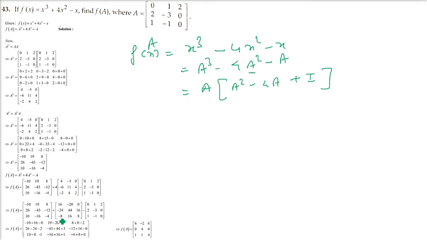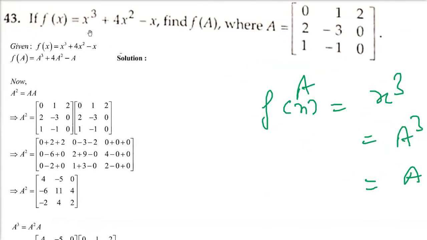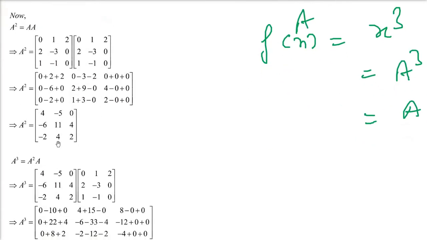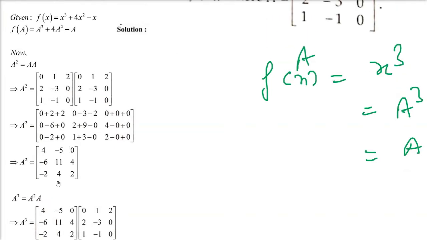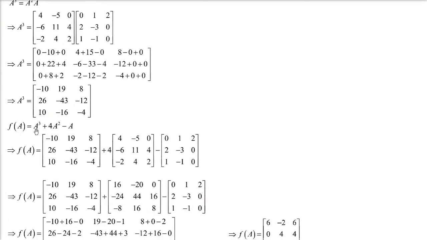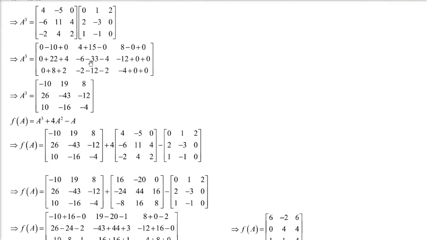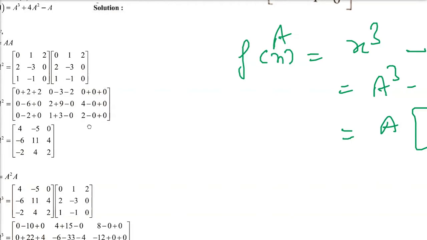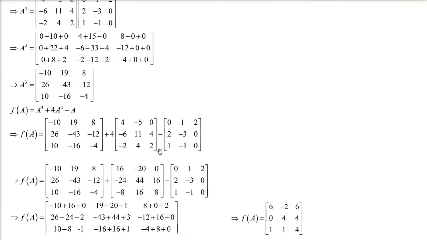So let me show it to you here only. See, A is there, A square, this value will come. Then you multiply this again with the same matrix. A cube will come. A square and A cube we have got. So A cube you will write directly, but multiply A square by 4, that is value A square by 4. And then subtract it with the A. This value will come. This is A equals this matrix.